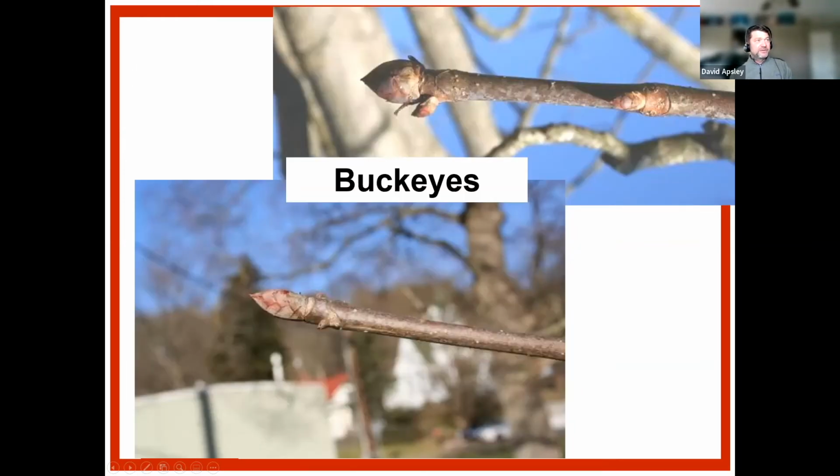And then our buckeyes, Ohio and yellow. Ohio has a distinct keel. If you think about the ridge on the bottom of a boat, it's called a keel. With Ohio buckeye, you'll see that nice ridge on the buds, where you won't see that on yellow. They're more rounded, and they're not going to have that keel in those buds. And again, the buds have lots of scales that cover them up. So they're covered up with multiple scales.